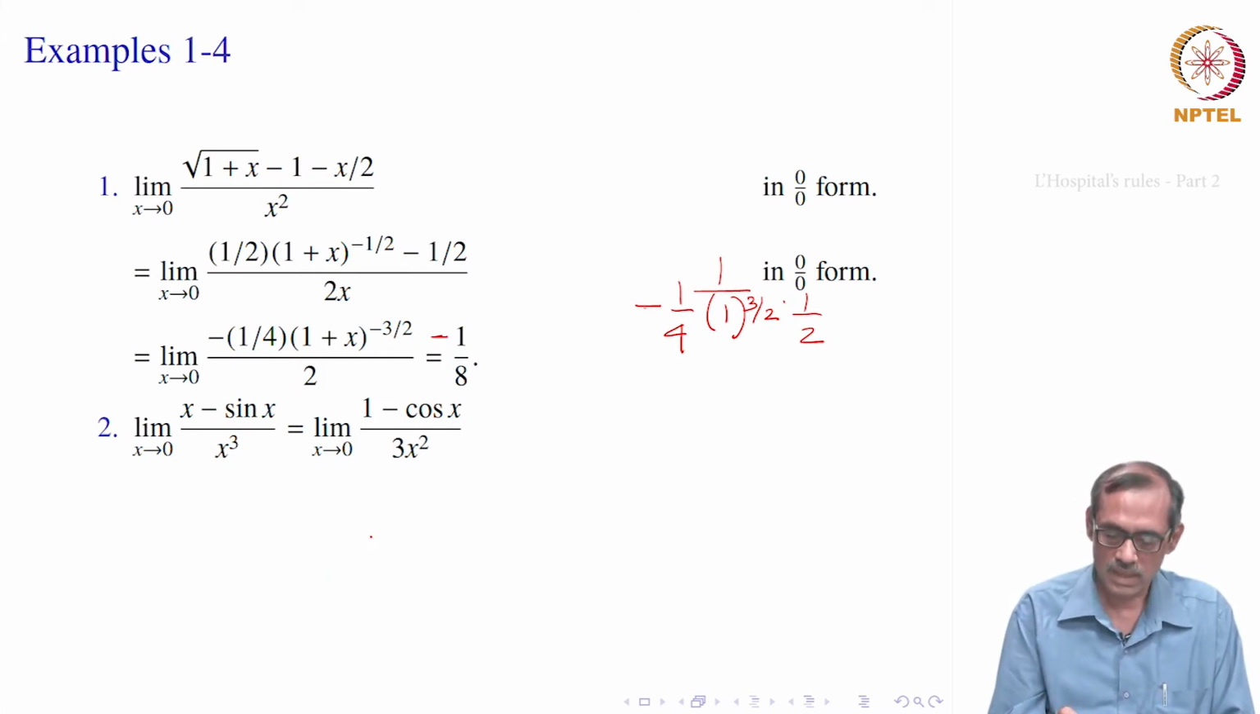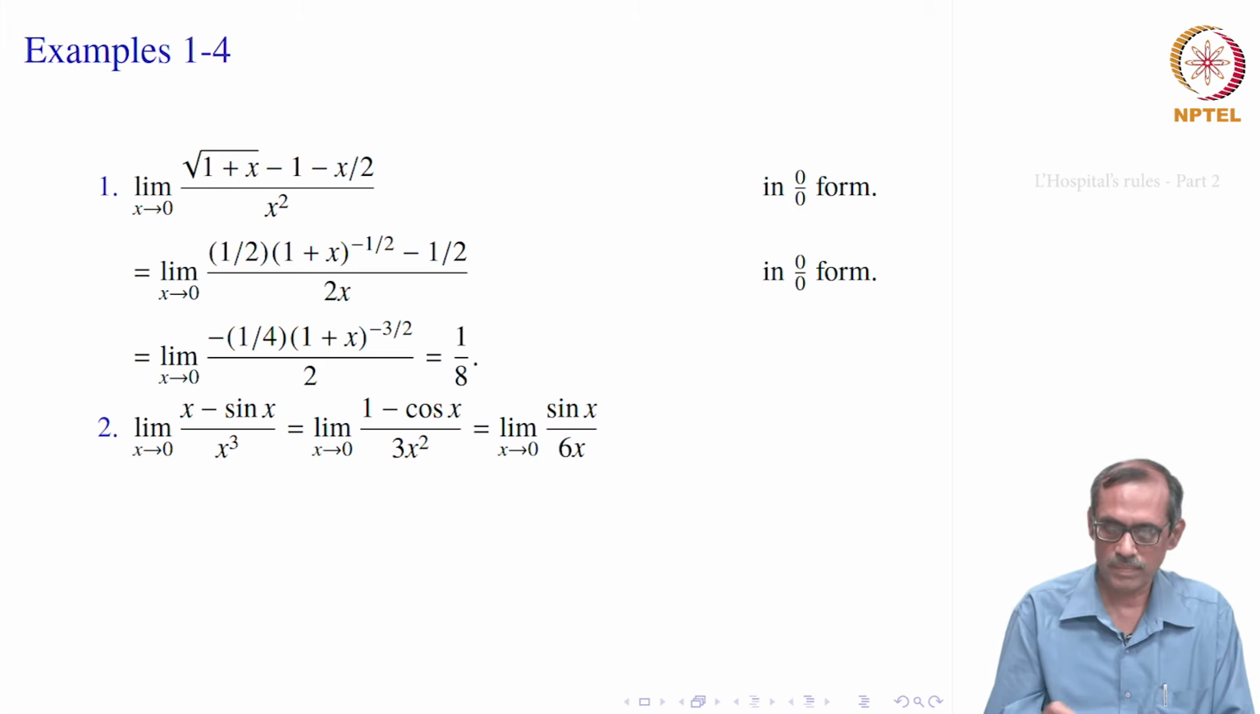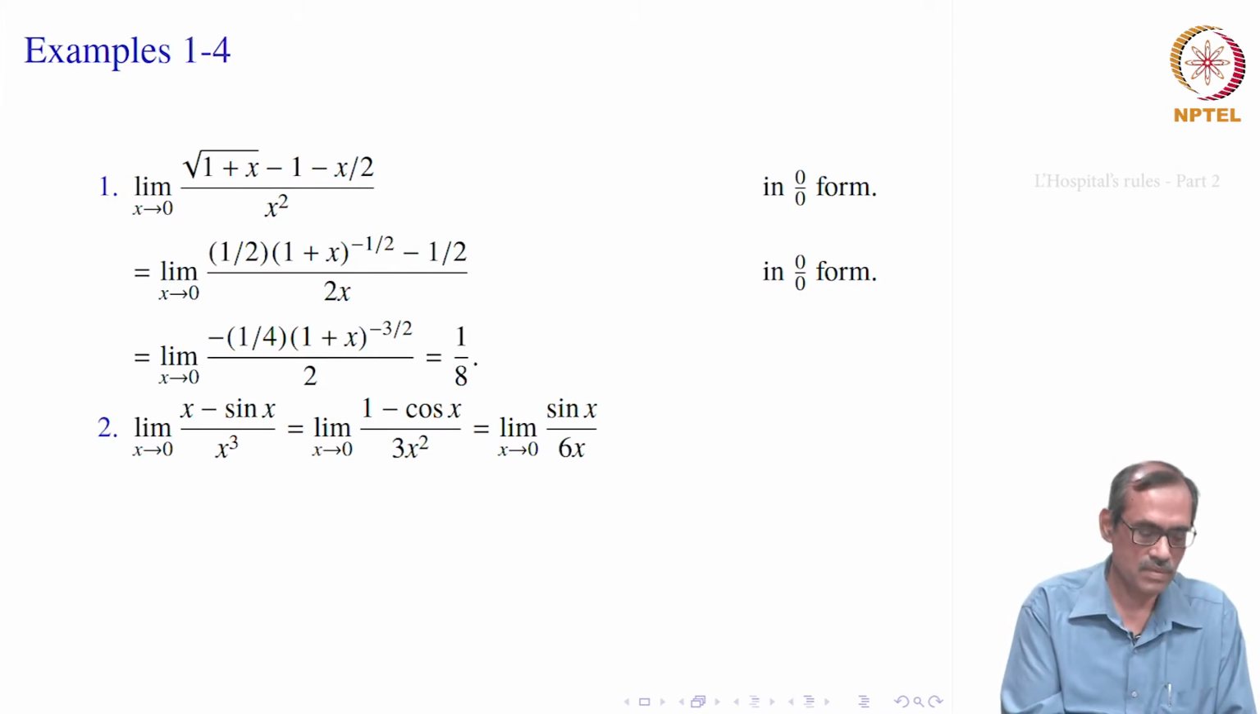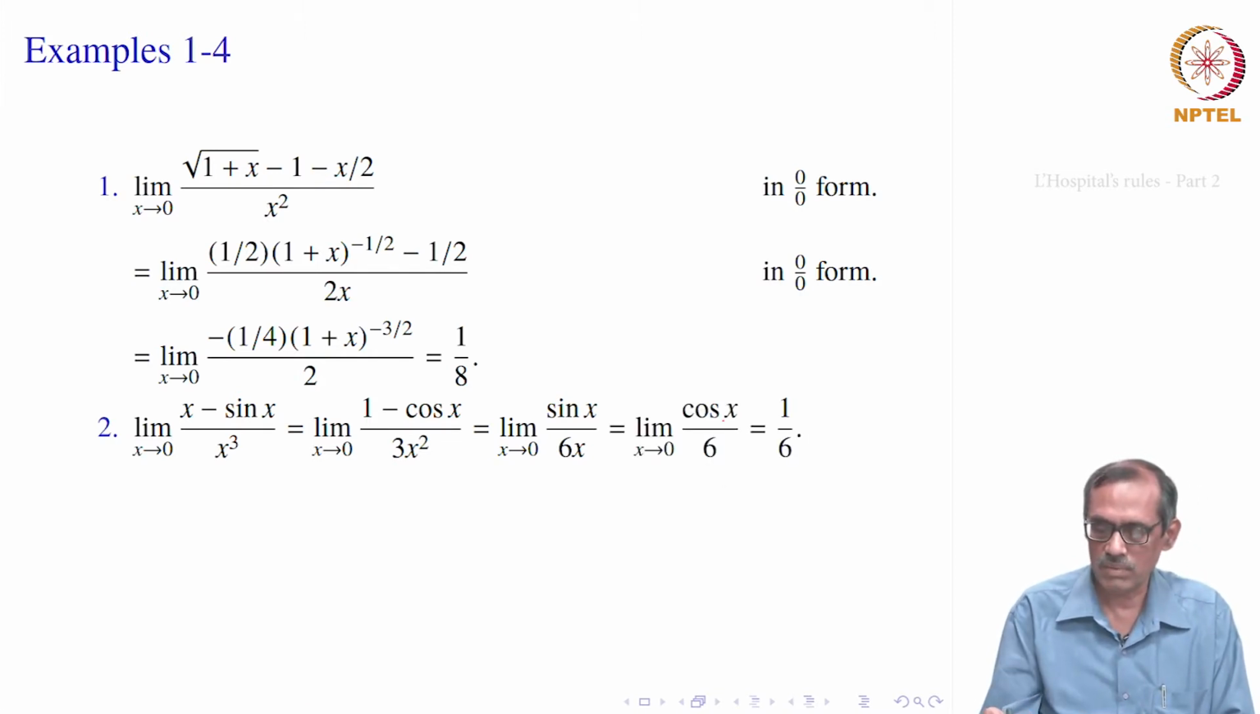Now, for the right one, if you take x goes to 0, again 1 minus cosine x becomes 0, and 3x squared also becomes 0. So, you can apply L'Hopital's rule once more. That gives, for minus cosine x, the derivative is sin x, and 3x squared gives 6x. So, you get sin x by 6x. Now, what do we do? You may think of applying L'Hopital again. That gives cosine x on top, 6 down, that is 1 by 6.